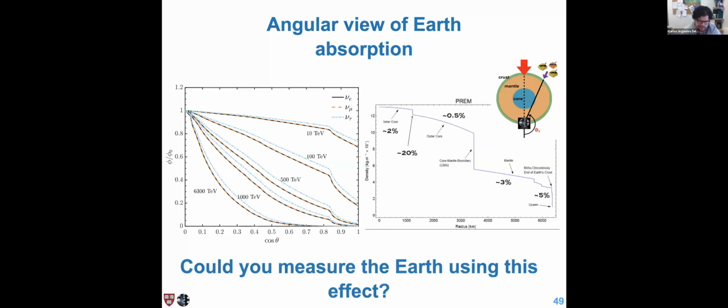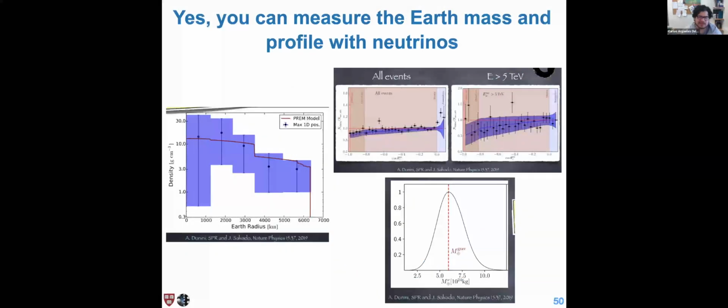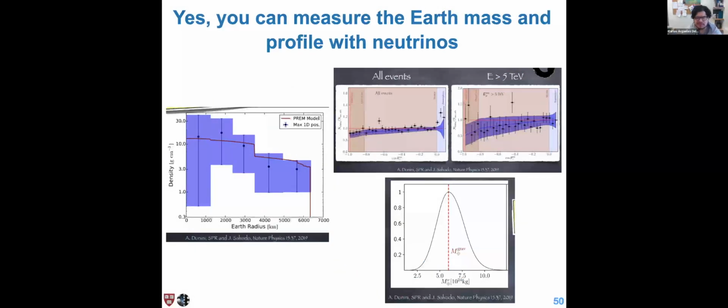So you could actually think about whether we could measure the mass of the Earth by using this effect, since the neutrinos are going to be affected in a direction-dependent way, sort of tomographically scanning the planet. Could you do this to measure the planet's mass? The answer is yes. This was done with 1 year of IceCube data, and you can see this in the figures on the right.